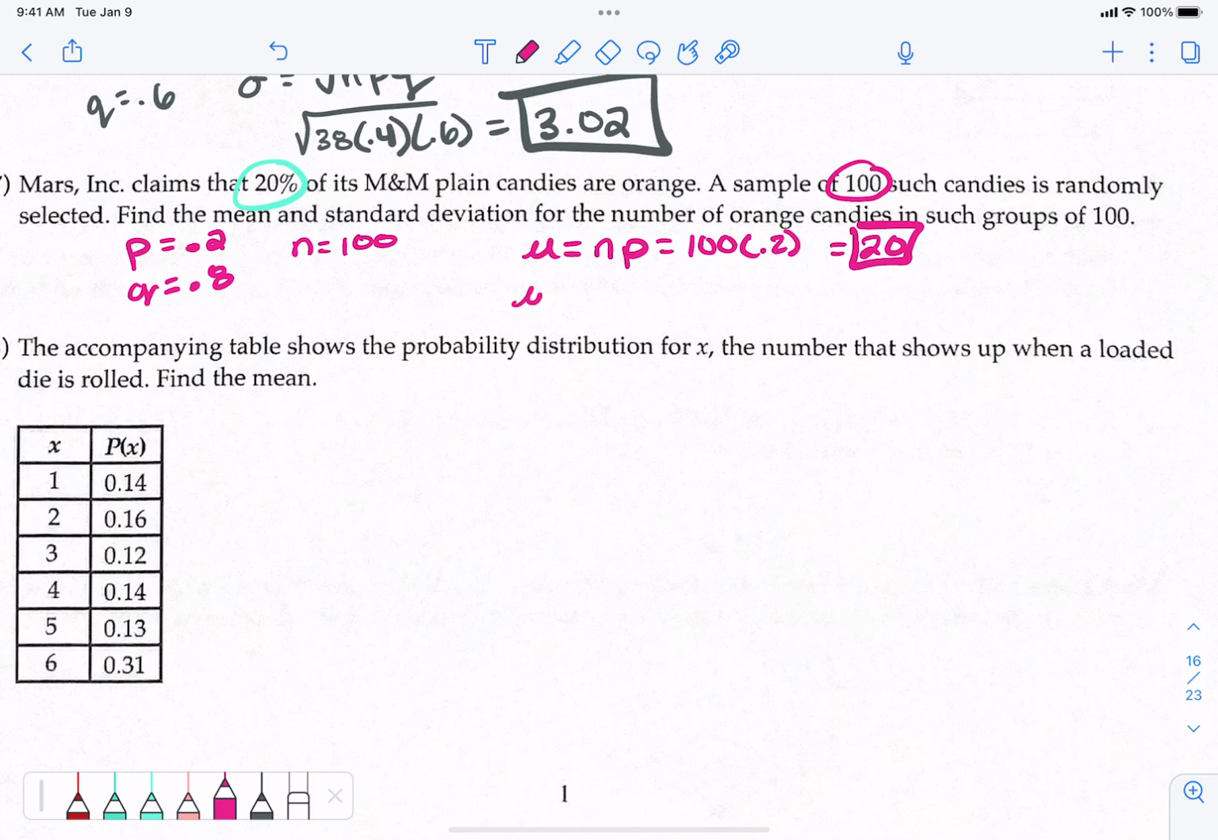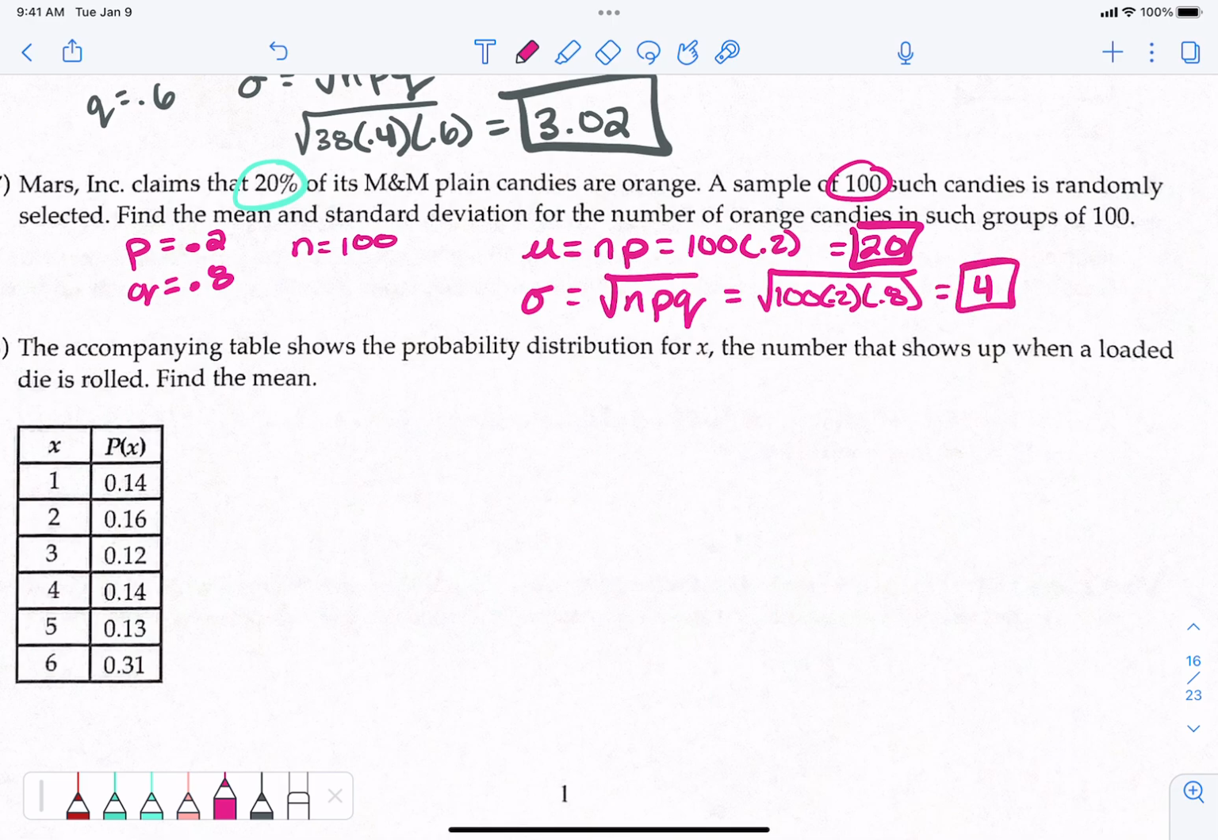Standard deviation is sigma. It's the square root of NPQ. So the square root of 100 times 0.2 times 0.8. It's 4, exactly, because 0.2 times 0.8 is 0.16, times 100 is 16, and the square root of 16 is 4. And that's it.